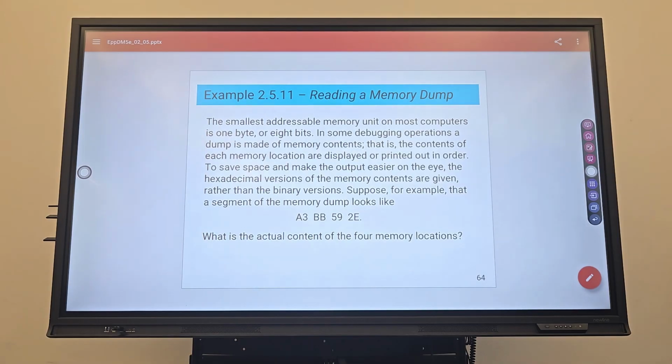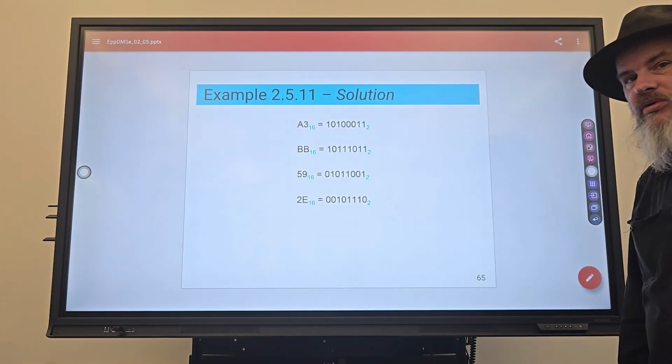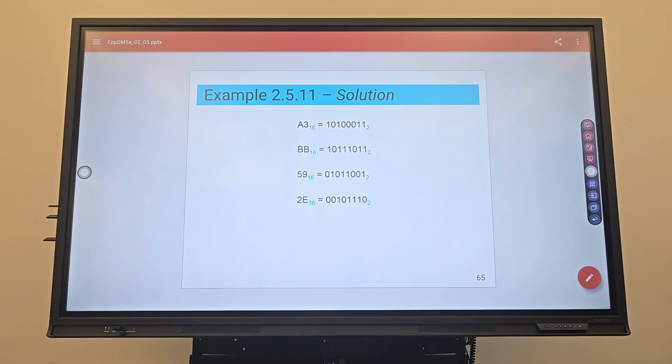The smallest addressable memory unit on most computers is 1 byte, or 8 bits. In some debugging operations, a dump is made of memory contents. That is, the contents of each memory location are displayed or printed out in order. To save space and make the output easier on the eye, the hex versions of the memory contents are given, rather than the binary versions. Suppose, for example, that the segment of memory dump looks like this. What is the actual content of those 4 memory locations? Just simple substitution of hexadecimal to binary.